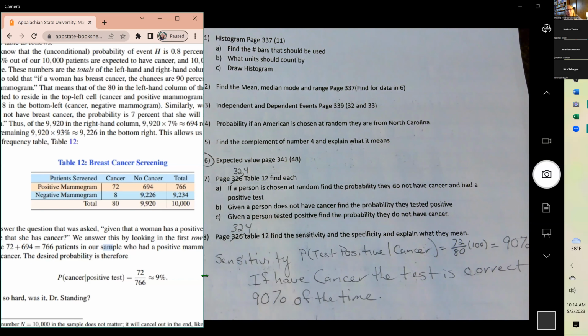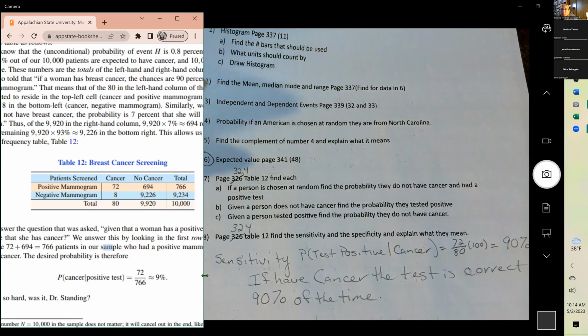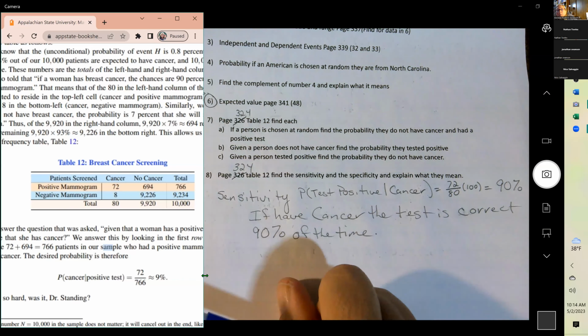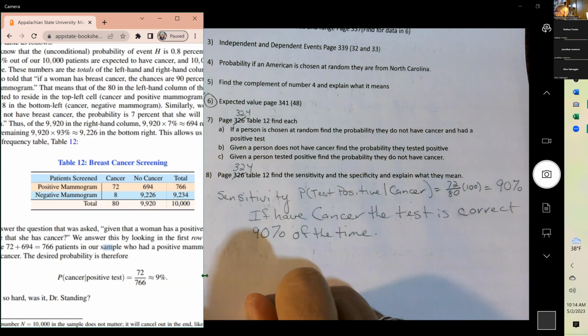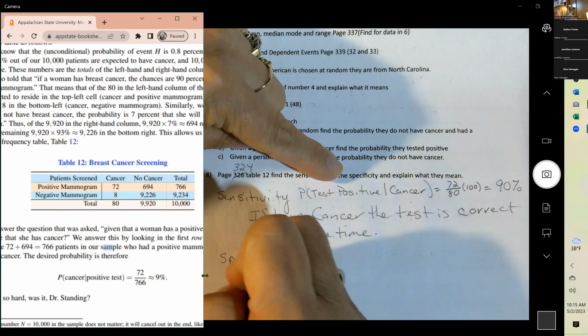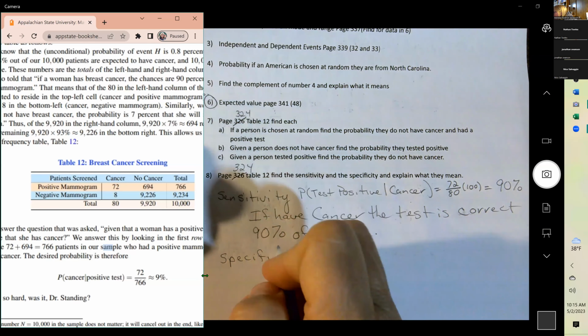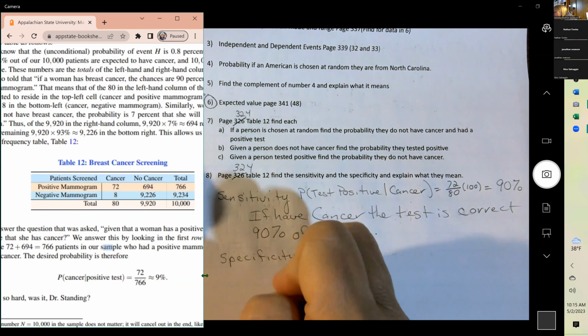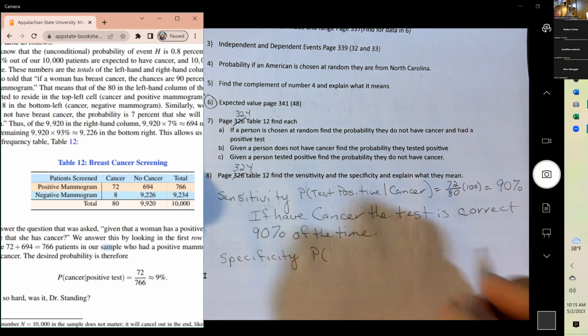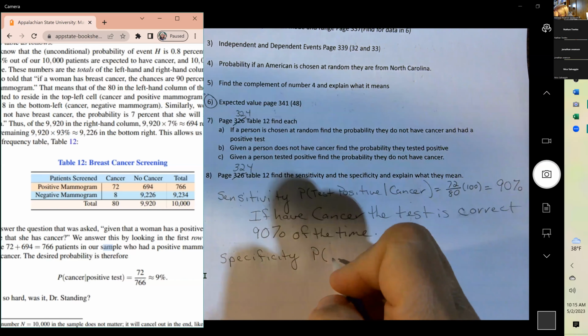So there's a 10% chance that if you have cancer, the test could tell you you don't. So sensitivity, 90%. Specificity is the probability you don't have cancer and the test is negative.